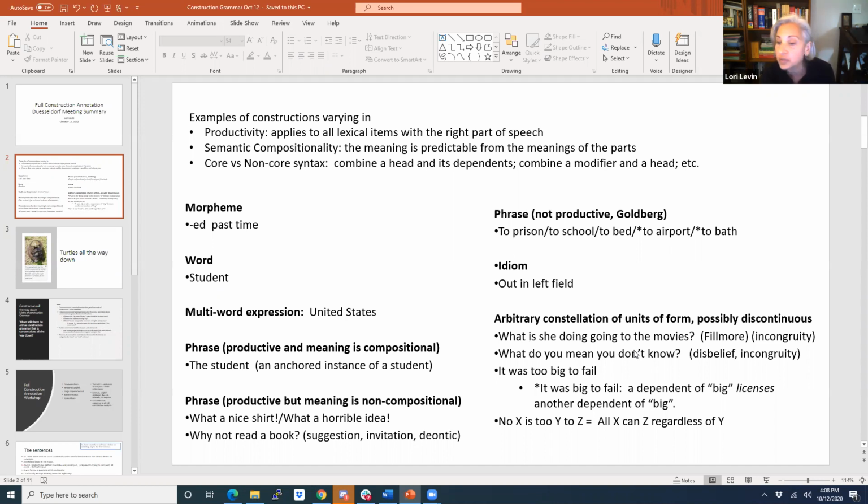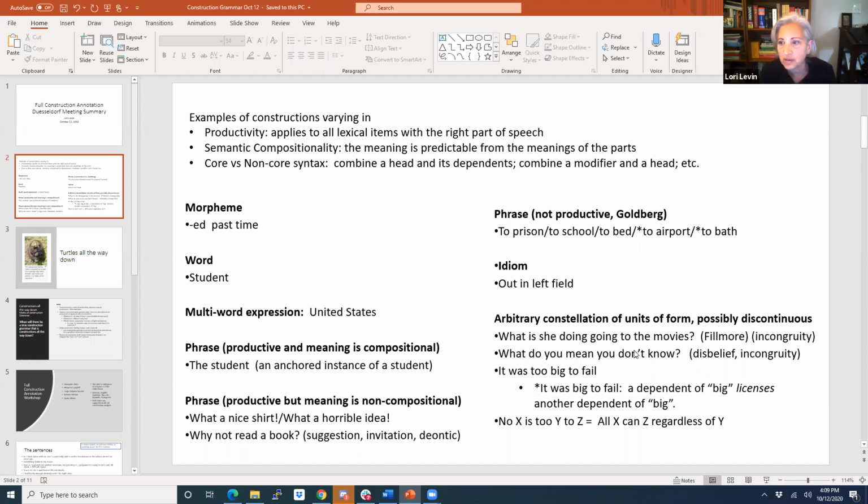And this is a kind of strange syntax because normally in dependency grammar, big would be the head, and to would be a modifier, and fail would also be a dependent of big. Normally, in a dependency syntax, the head, that would be big in this case, is the word that determines what else has to be in the phrase. But in this case, it's the dependent too that allows fail to be there.